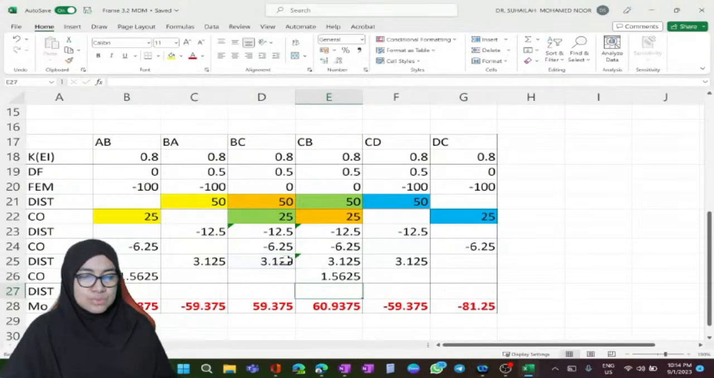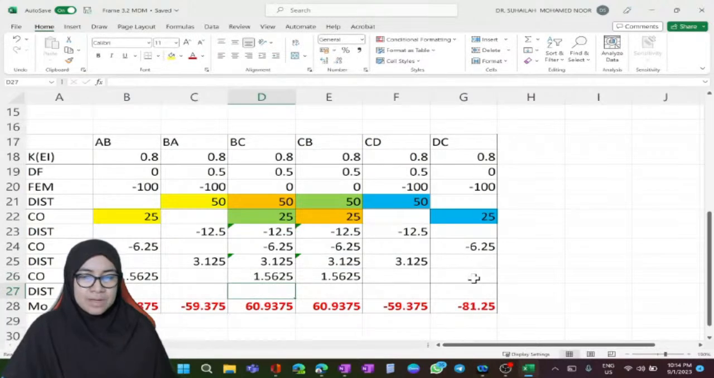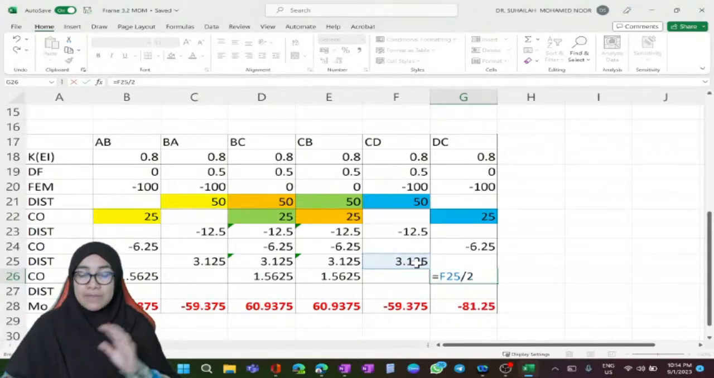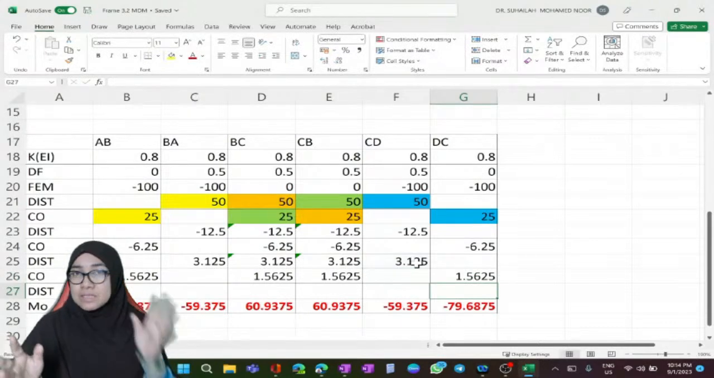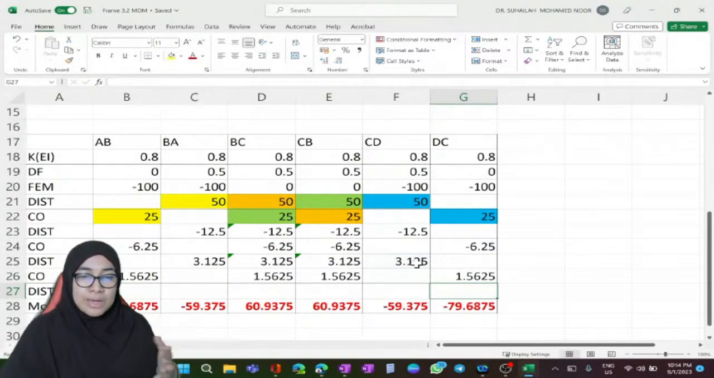Divide by 2. Okay, we carry the value again, because the factor is 0.5, and carry the value again. If it is a pin, we cannot carry the value because the factor is 0. So careful, yeah? This is fixed. A is fixed, D is fixed. That is why it looks easy like this.